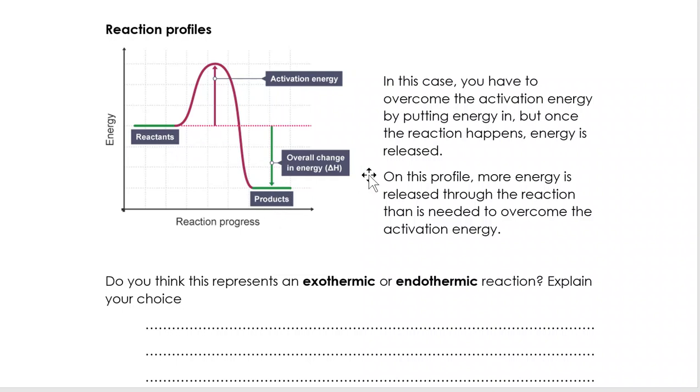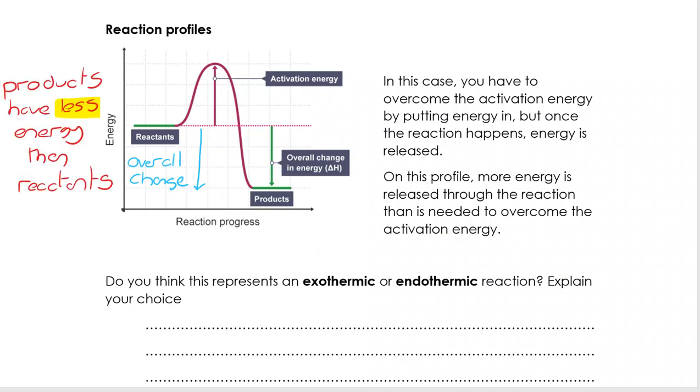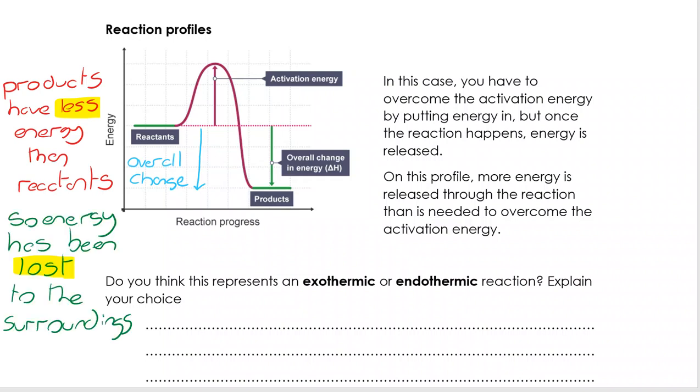Now, let's have a think about whether this is an exothermic or an endothermic reaction. And when you've had a think about it, press play on the video and listen to the answer. Well, let's put some information on. The overall change we can see here is that products have less energy, as we've already said. So the products having less energy than the reactants, well, that means that that energy must have gone somewhere. It's gone to the surroundings.